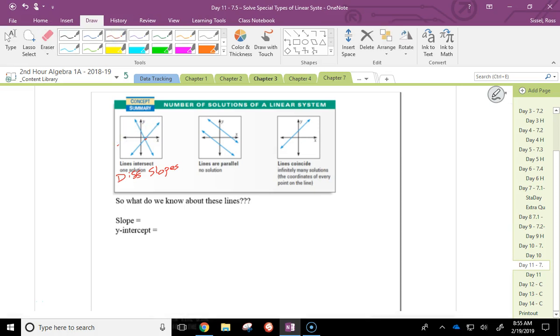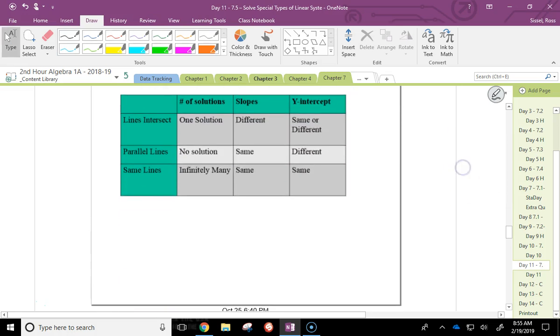Over here, the slope will be the same. The y-intercept is different. Lines coinciding: the slope is the same. The y-intercept is the same. This is a good graph for me. Lines intersect, one solution, different slopes, y-intercept same or different. Just exactly what we went through. I would be focusing on this. Okay?